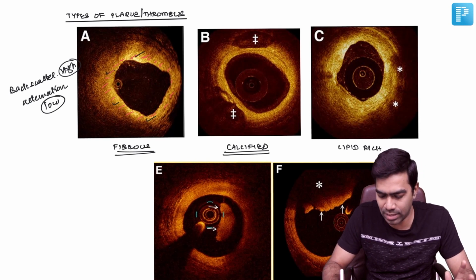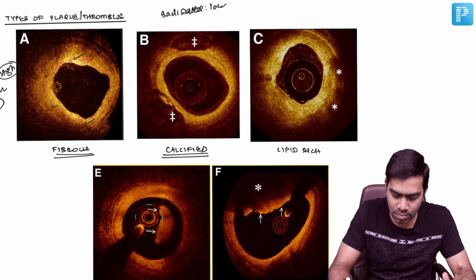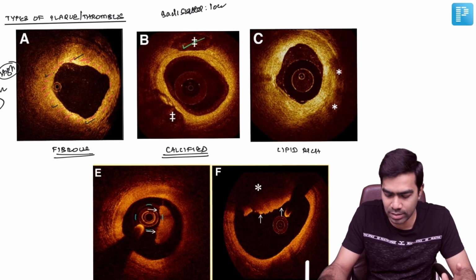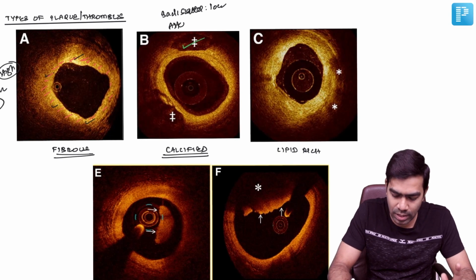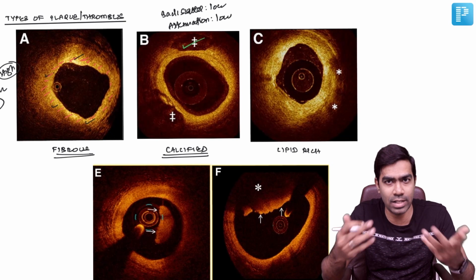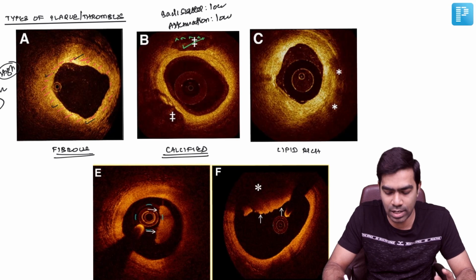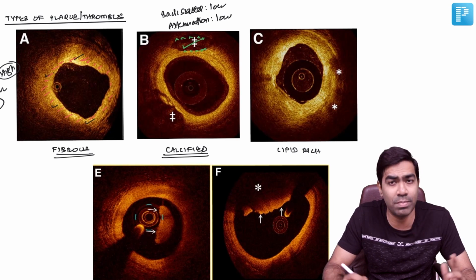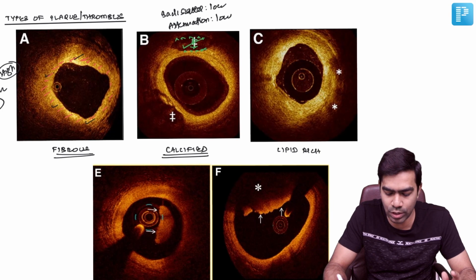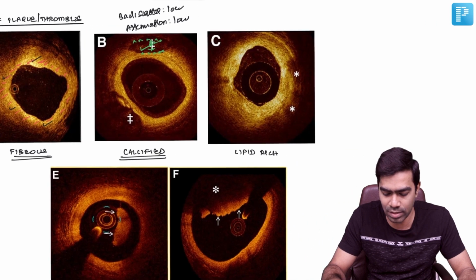But if it's going to be a calcified plaque, here backscatter is going to be low. You can see in the calcium you don't get that much backscatter, and attenuation is also low. So in the sense you can see the edge. If the attenuation is high, you will not be able to see the distal edge of the calcium. Attenuation is low, that is why you are able to see the distal edge of the calcium, at the same time the proximal edge of the calcium also. That makes OCT a gold standard for viewing through calcium and estimating the length of the calcium and the depth of the calcium in the vessel wall.